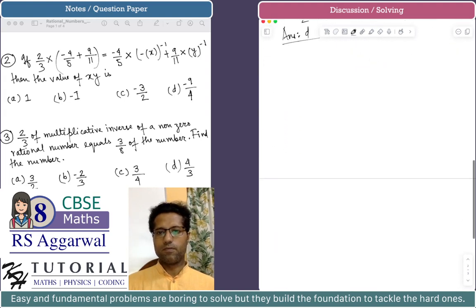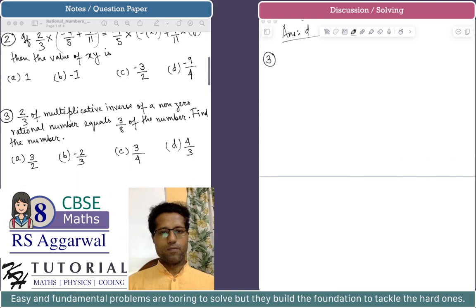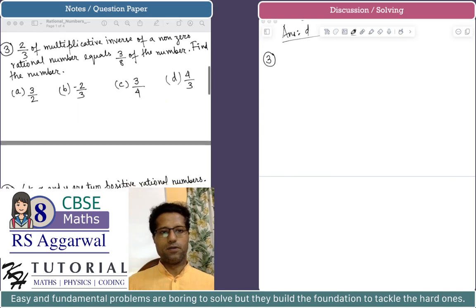Let's solve problem number 3. Problem number 3 says 2 by 3 of the multiplicative inverse of a non-zero rational number equals 3 by 8 of the number. Find the number.